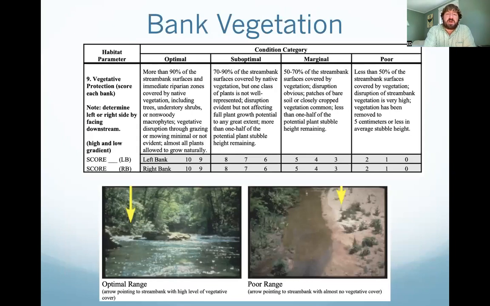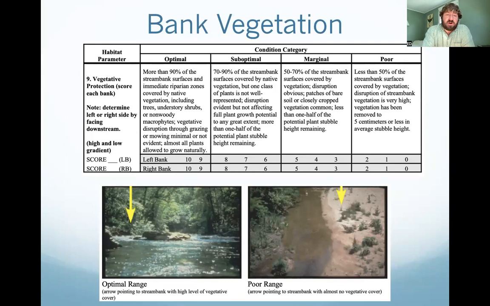Bank vegetation gets at the same type of question and habitat value, really, but through a different lens. The previous one is really, do you see evidence of the banks moving? This one's more directly looking at, okay, is vegetation present?